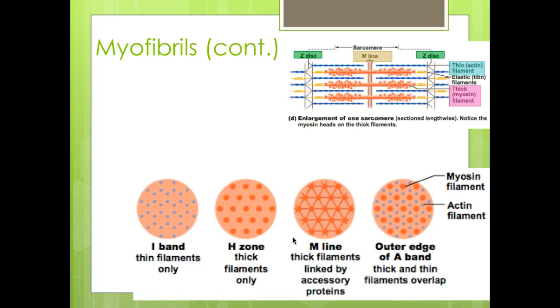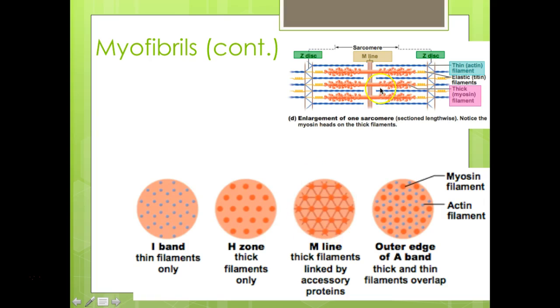I put this picture here because I wanted to show you a cross-section of our sarcomere. So we can see the arrangement of our thick filaments surrounded by thin filaments. Each one of these is a little bit different. In our I bands, we know that we see only our thin filaments, so that's the only filament we see here. Whereas in our H zone, our thin filaments aren't overlapping, so we only see our thick filaments there.